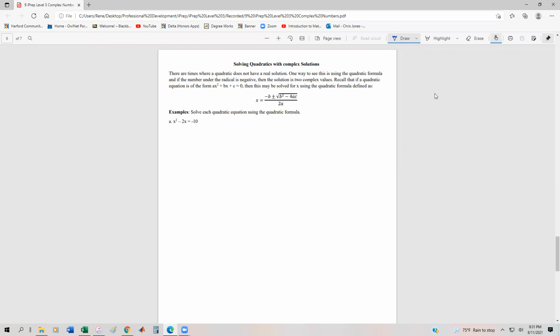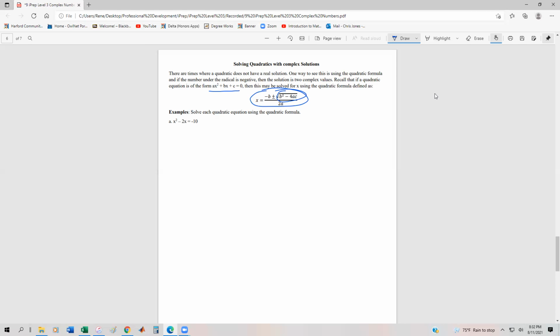The quadratic formula can help us get to those solutions that are complex. Now remember, the quadratic formula says that if you have an equation ax squared plus bx plus c equals 0, then this is going to be the solution to it. If we have a negative underneath the radical, that's going to turn into a complex number, or at least an imaginary number at some level. So we're going to take a look at two examples of how to solve these types of quadratics when they do indeed have complex solutions.